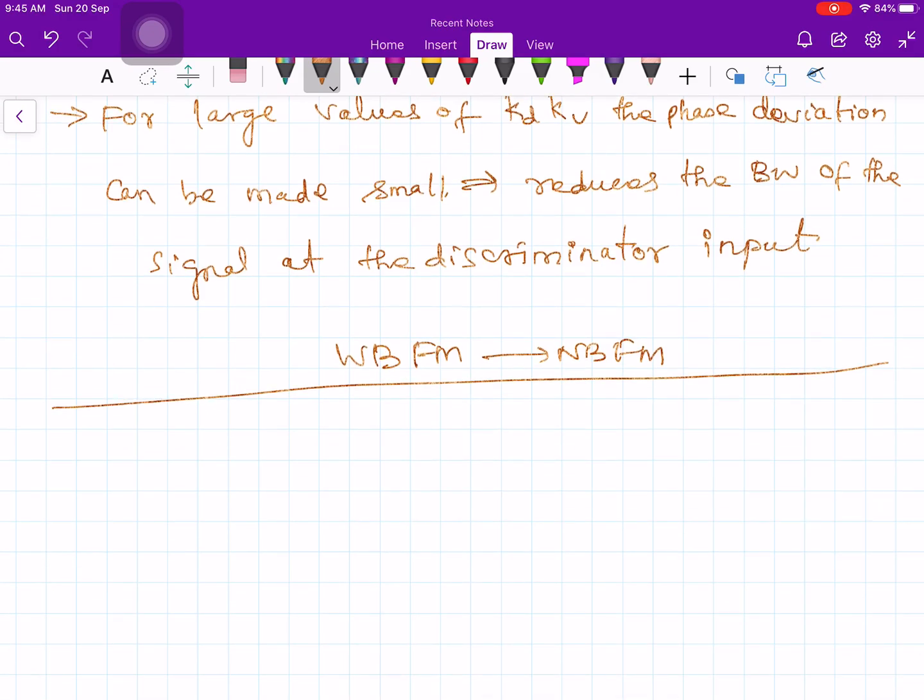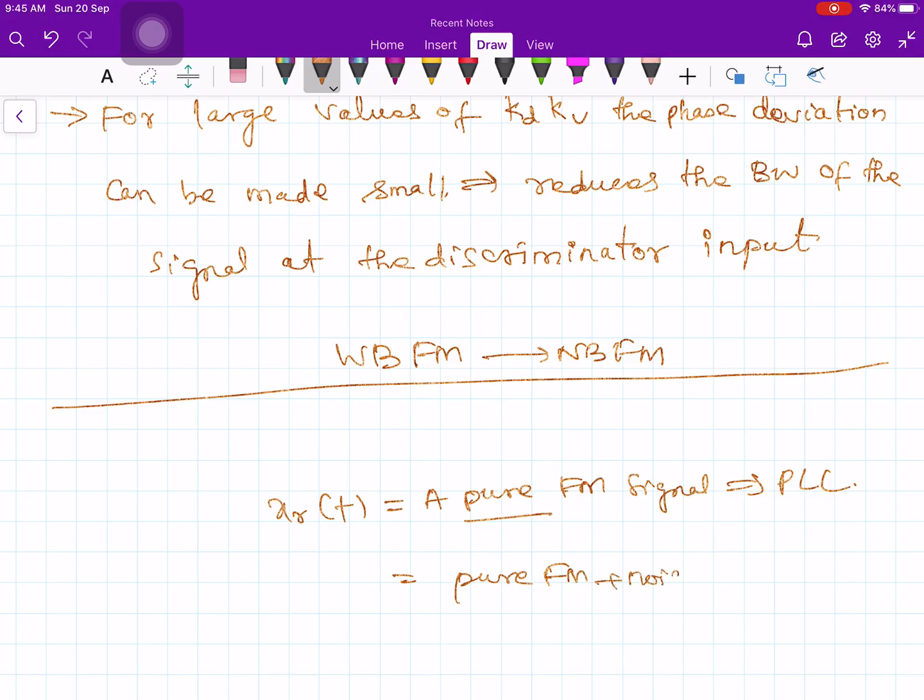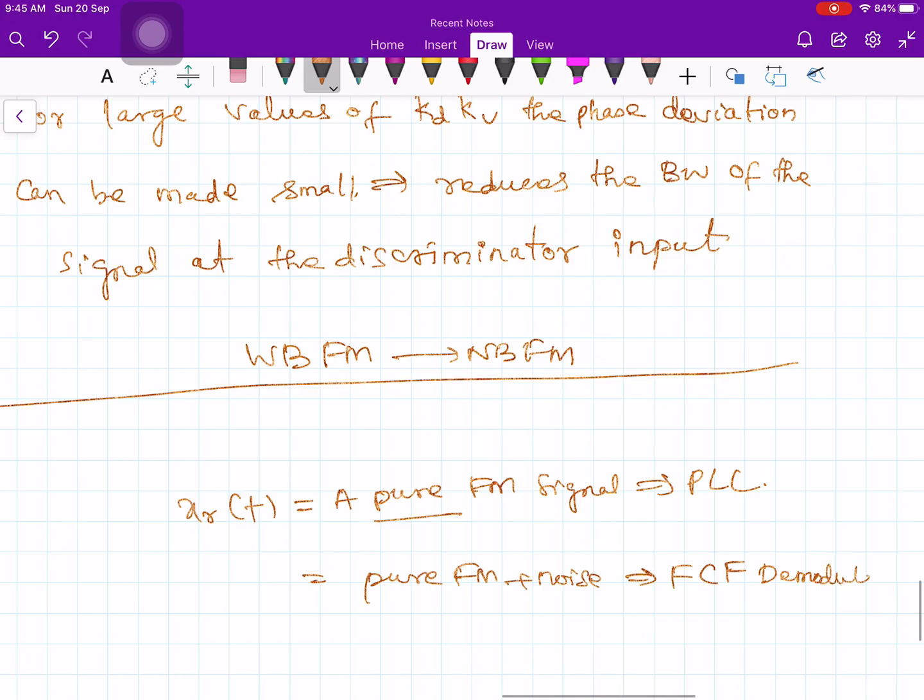If your received signal is a pure FM signal, no problem, then you can use a PLL, no issues. But the received signal is not in the pure form, it is pure FM plus noise. In that case, it is advisable to use the frequency compressive feedback demodulator. So in noisy conditions, your frequency compressive demodulator will be very useful.